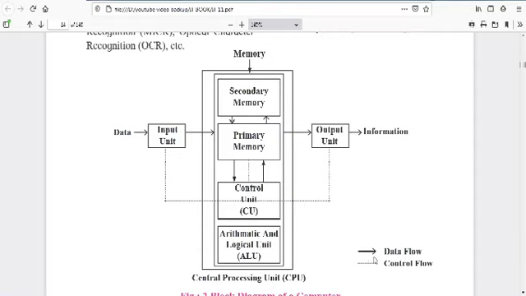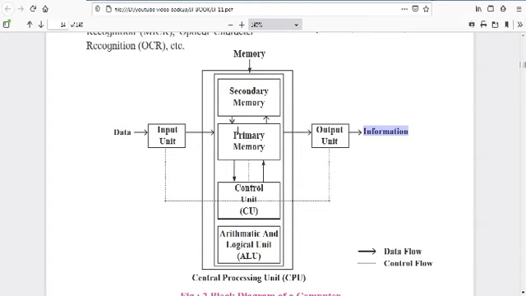See here, you can see the dark arrow. The dark arrow shows the data flow. The data is flowing like this. Here secondary memory, primary memory, data is flowing to control unit, and after control unit it is flowing to primary memory, and then it is going to output unit, and after that you can see output on your screen, monitor, or any output devices. This dotted line shows control flow. Control unit controls the input unit and output unit and your primary memory.